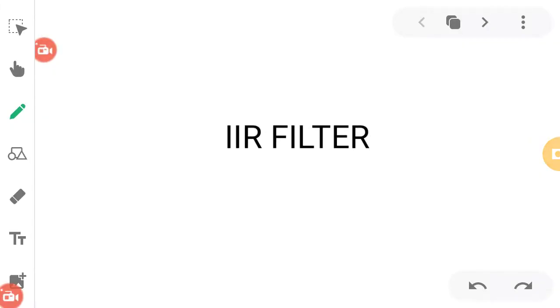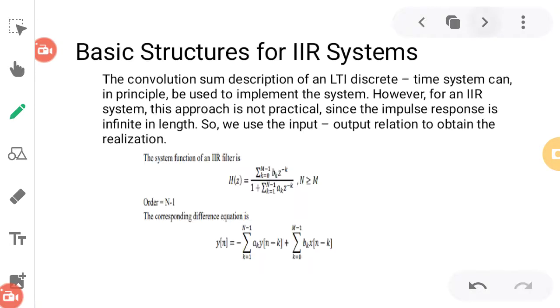Today I am going to discuss the infinite impulse response filter, or IIR filter. Basically, what is the basic structure of an IIR filter? Before that, a basic digital filter is a linear time invariant discrete system, and there are two types of filters. One is the finite impulse response filter, that is the FIR filter, or the infinite impulse response filter, that is the IIR filter. It is mainly used to distinguish the types of filters we are using.